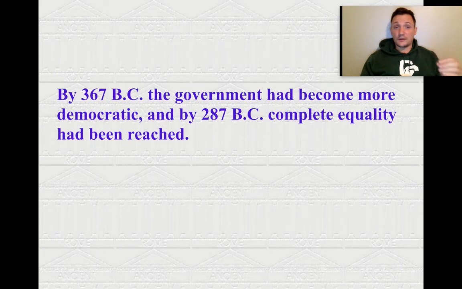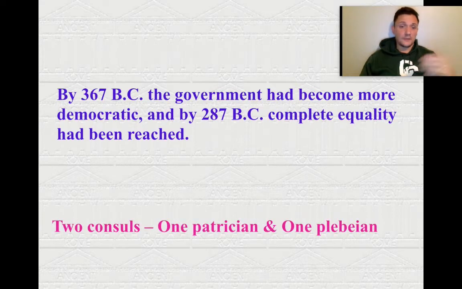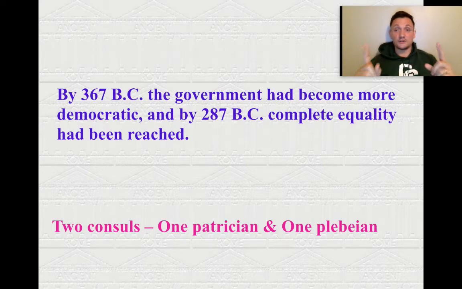Now, by 367 BC, the government had become more democratic, and by 287 BC, complete equality in the government had been reached, and every single type of person was actually represented in it, except for women and slaves. We'll talk about how that is more messed up a little bit later on. But 2 consuls were also going to be elected. This is another big reform. So originally, remember, I said that the consuls had to be two patricians, right? So by 287, they're actually 1 plebe, 1 patrician, right? And they could actually veto each other.